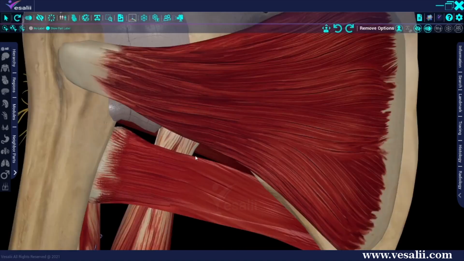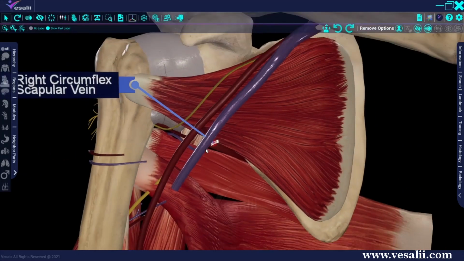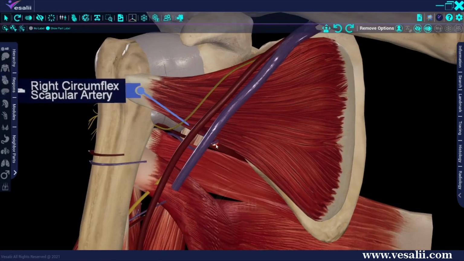The triangular space is an area of communication between the axilla and the posterior scapular region. When viewed anteriorly, it is formed by the medial margin of the long head of triceps brachii, the superior margin of teres major, and the inferior margin of subscapularis. The circumflex scapular vein and the circumflex scapular artery pass through this space.